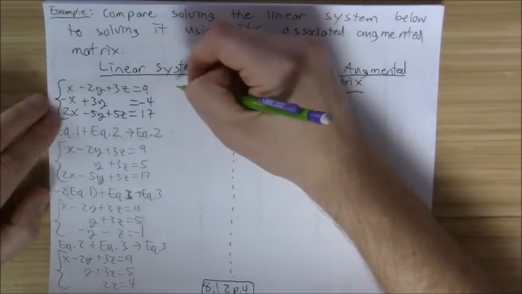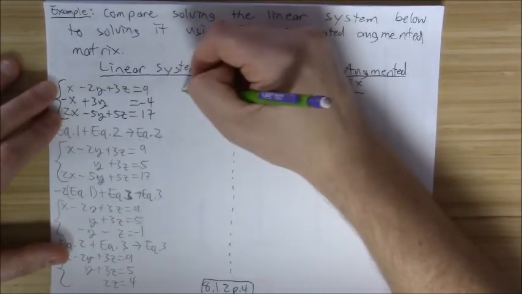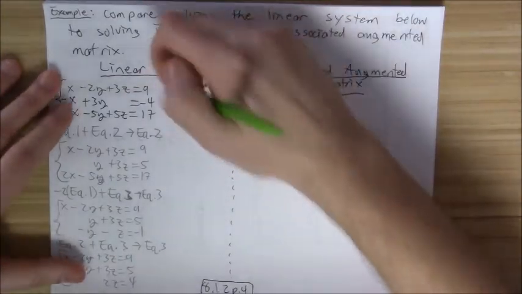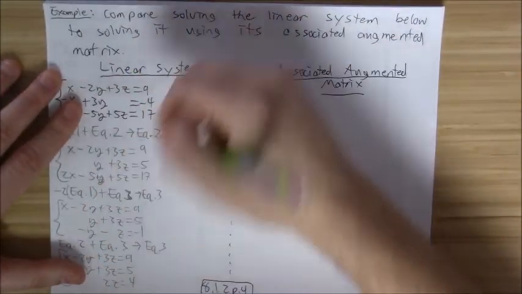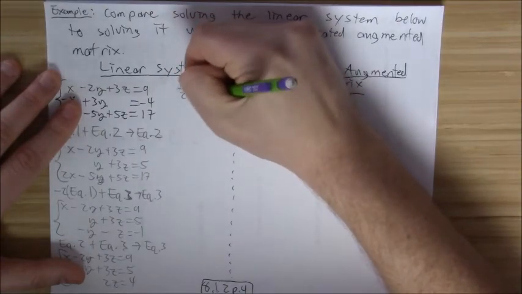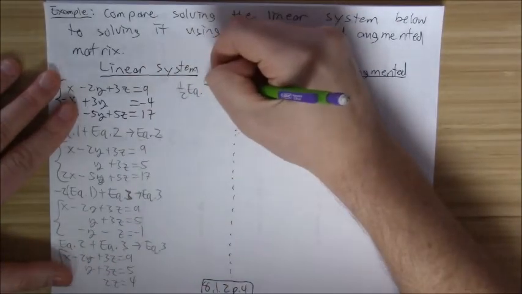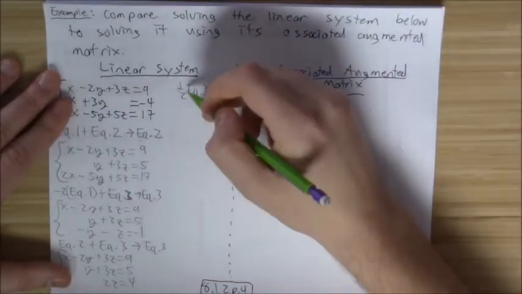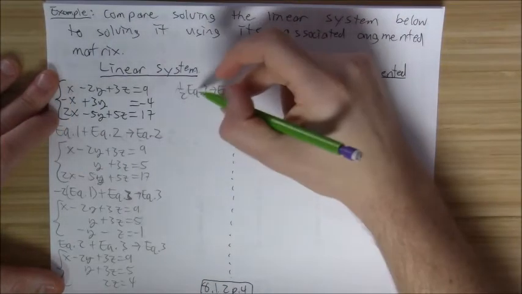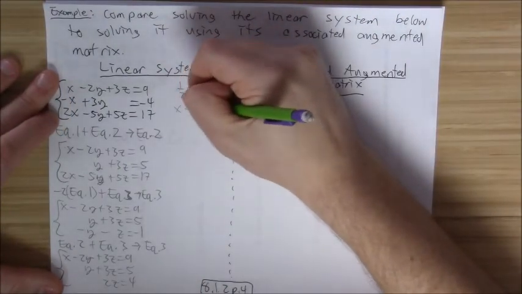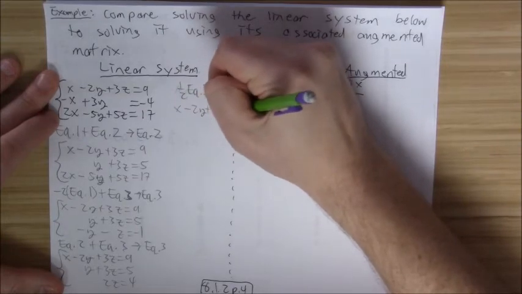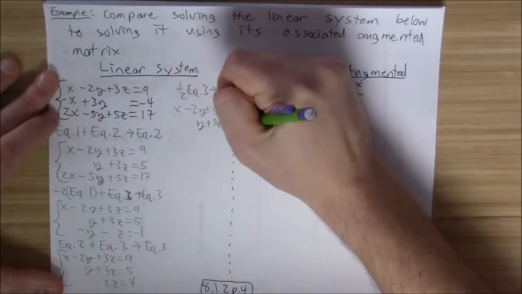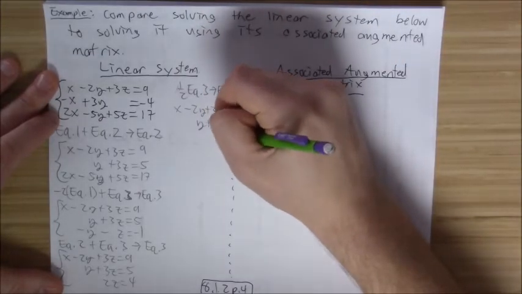Finally, going up here, we would do 1/2 times equation 3 to get a new equation 3, which is to say that we would have, what? So we'd have x minus 2y plus 3z equals 9, y plus 3z equals 5, and z equals 2.